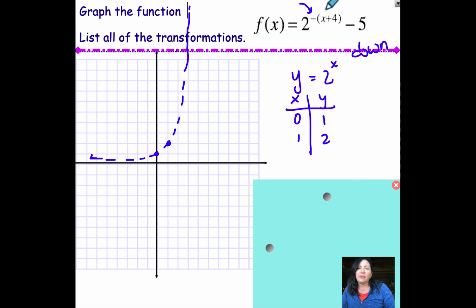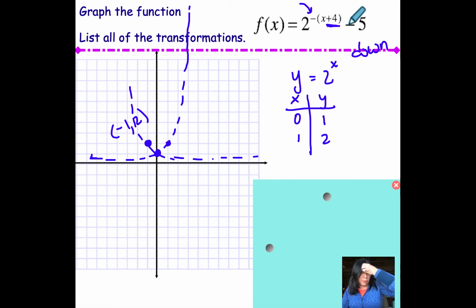All right, so this now reflects it across the y-axis. So that would mean that my new graph is now going to look like this, right? And then this point that I had here at 0, 1 is still 0, 1. But this point at 1, 2, reflecting across the y-axis, is now negative 1, 2. And then we have 0, 1. This value here, plus 4, moves my graph to the negative 4 direction. So everything is moved to the left 4.